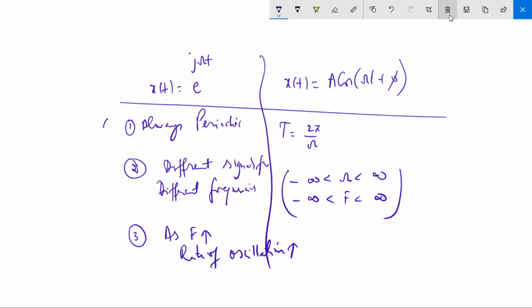Now if you compare these three properties with discrete time complex exponentials, you will get a different picture. The first difference you will see is that they are not always periodic. The second difference is that their frequency range is finite, not infinite. And the third difference is that as you increase the rate of oscillation, the frequency does not increase continuously. It will increase up to some frequency, then it will decrease again. It will come to zero frequency, that is a DC signal.